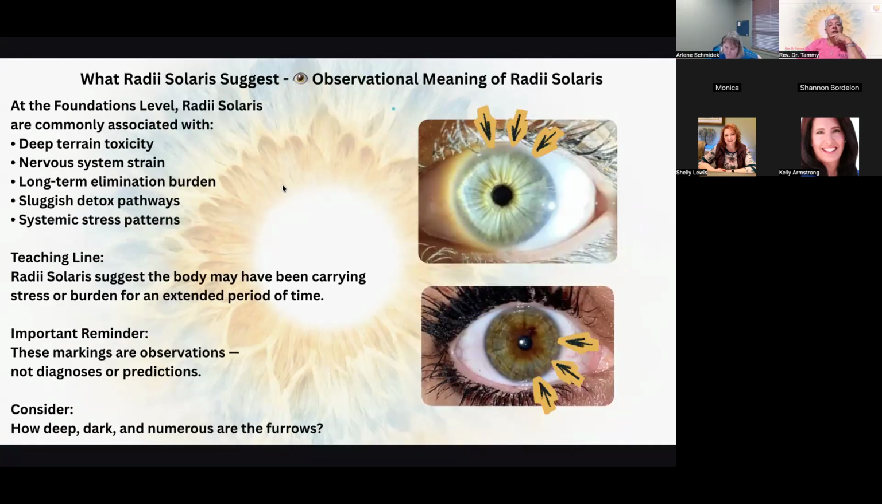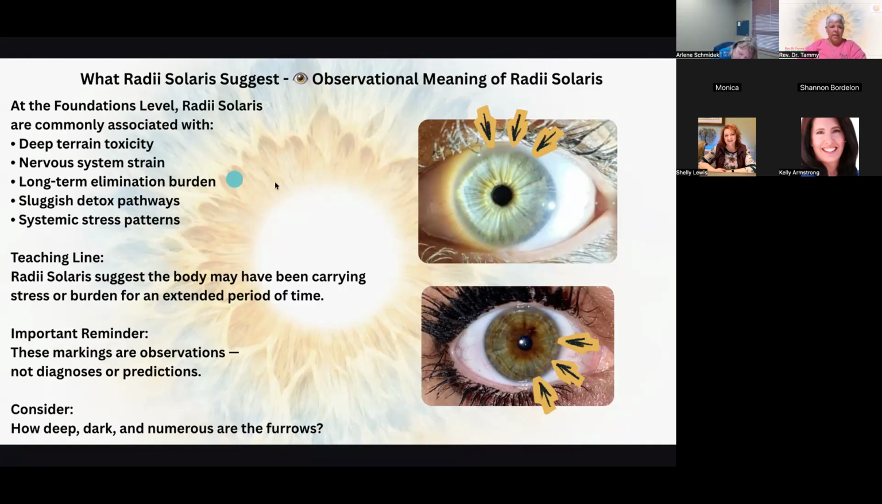All right, so this is very unusual for a blue eye. I'm going to tell you that right up front. Blue eyes are not usually the ones that have the radii solaris in it. It's usually your mixed biliaries or your brown eyes. But to see them in a blue eye, that's pretty rare.